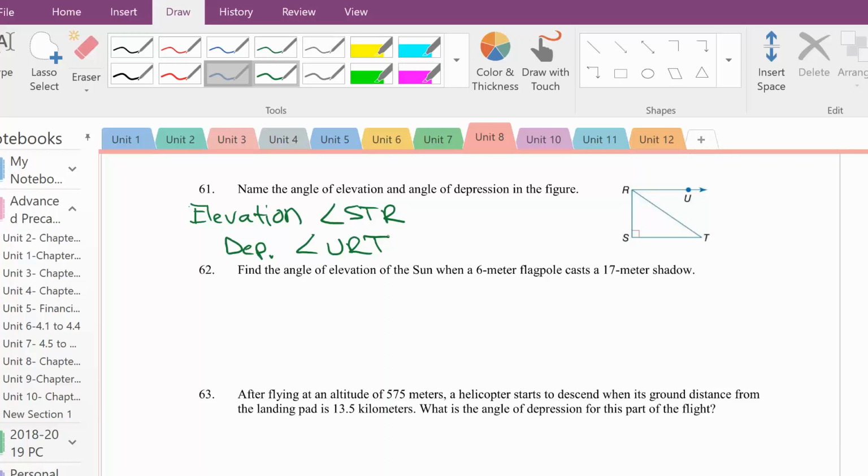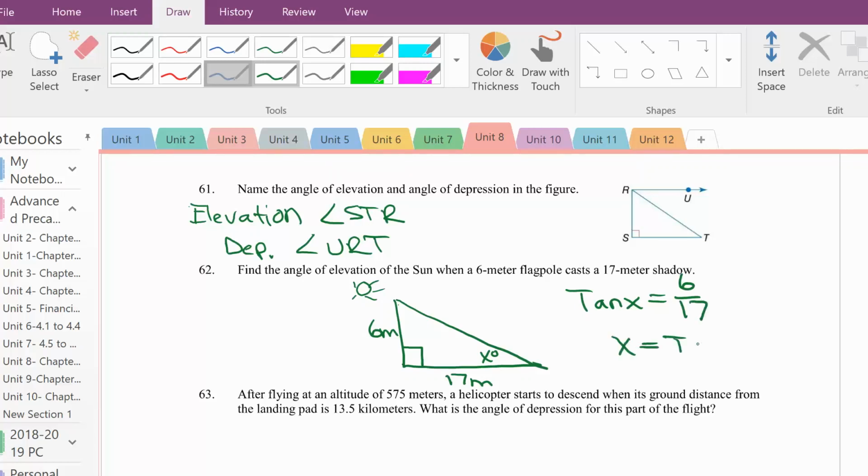It says find the angle of elevation of the sun when a 6-meter flagpole casts a 17-meter shadow. So you have a 6-meter flagpole right here, and its shadow is 17 meters. The sun is up here. So we want to find the angle of elevation. So we say tangent of x equals 6 over 17. So x is equal to tangent inverse 6 over 17, which is 19.4 degrees.